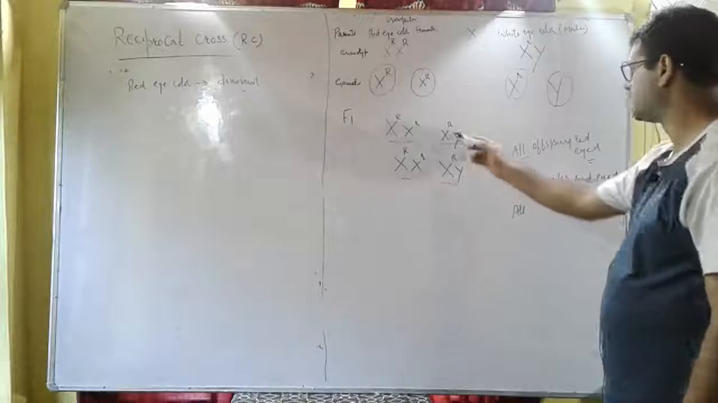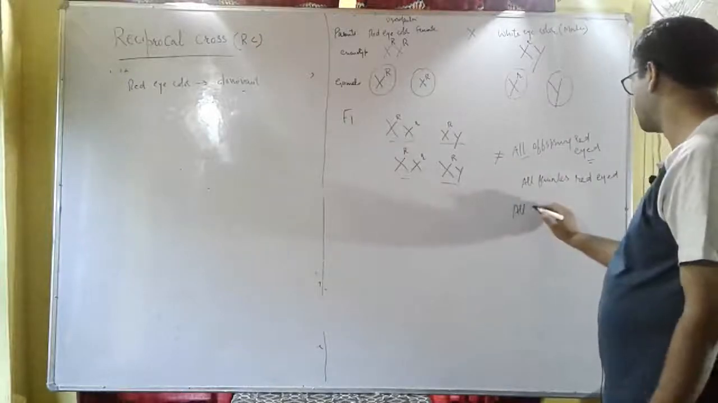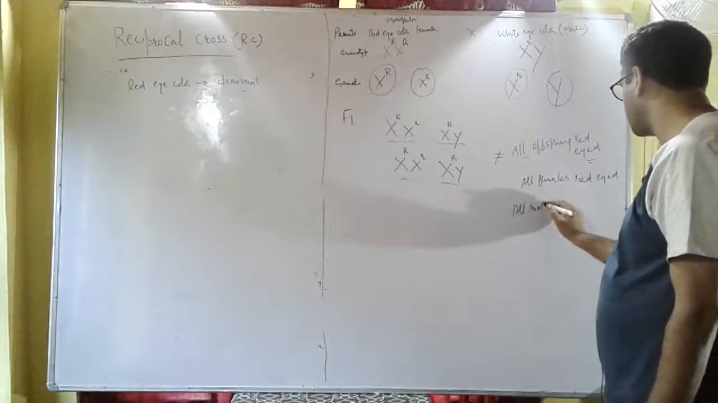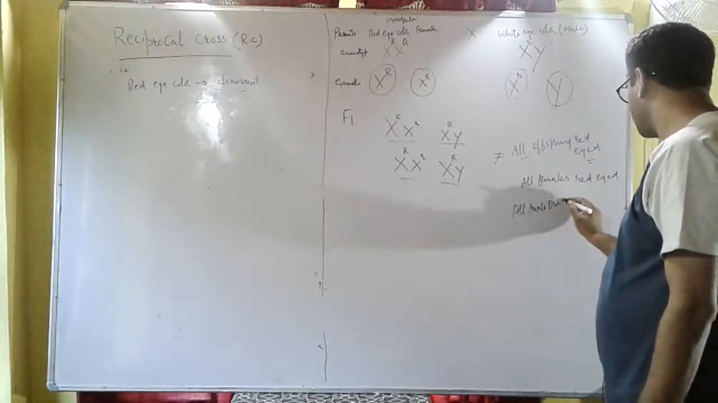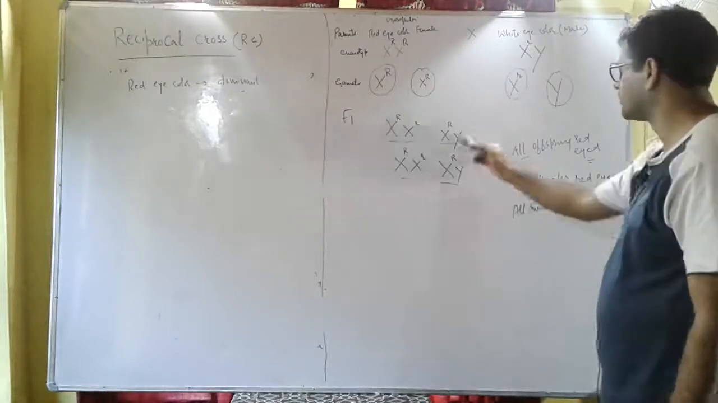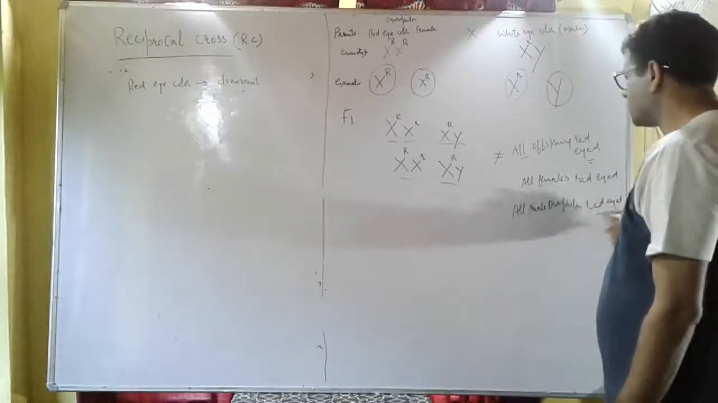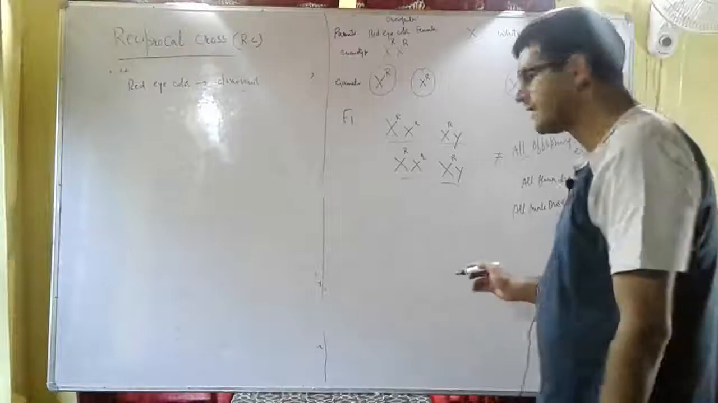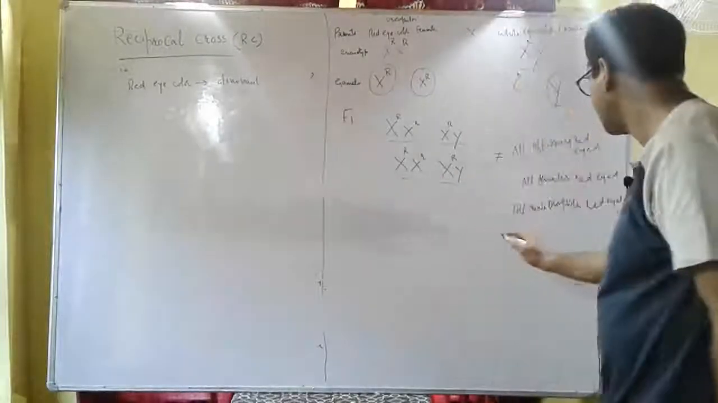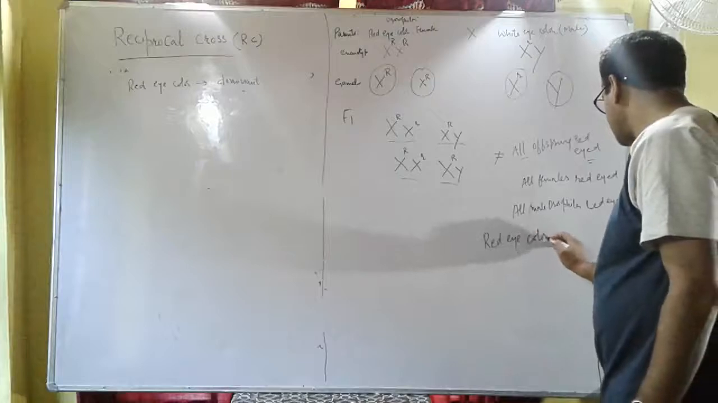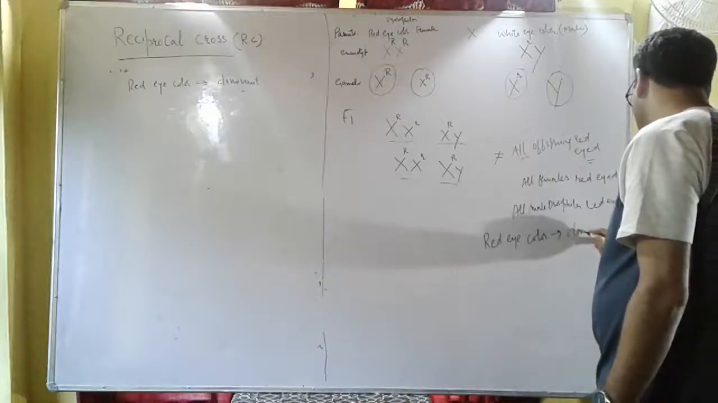These are male Drosophila. This is male Drosophila. This is also red-eyed. So from this cross, we can say that red eye color is the dominant phenotype.